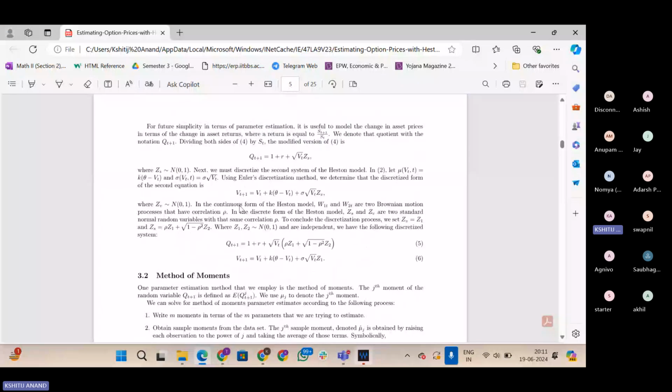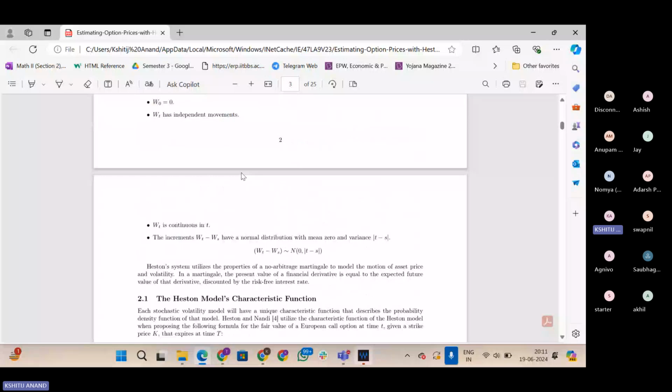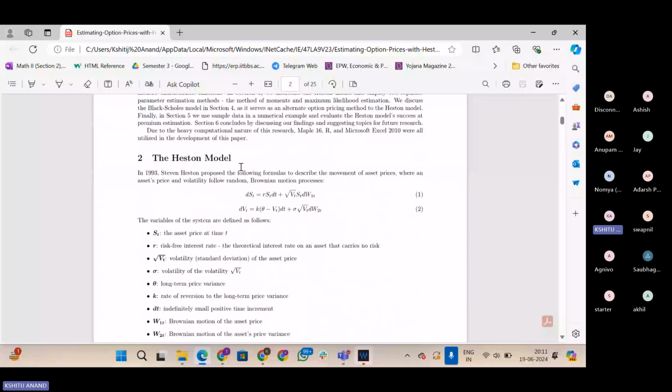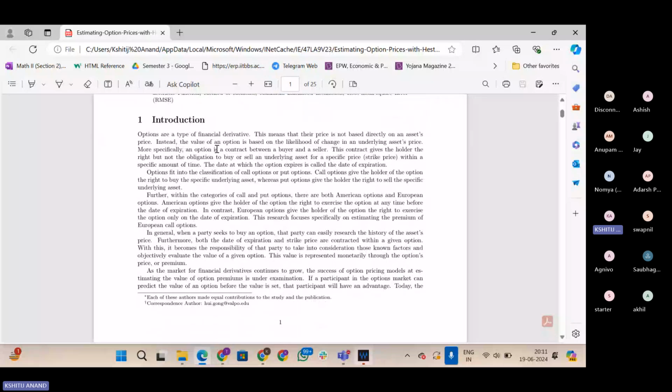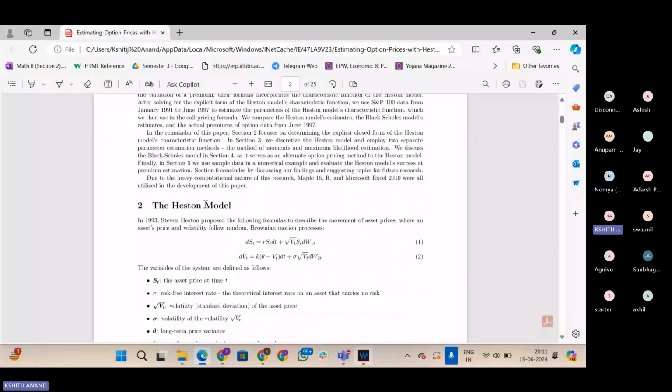Basically, first you will be writing the Heston's formula. You will start with what was the problem with Black-Scholes. Here the first part is the introduction, where you can write the criticism of Black-Scholes. In the second part, you can write the intuition behind the Heston model. You can mention those three things that I have written in the lecture.